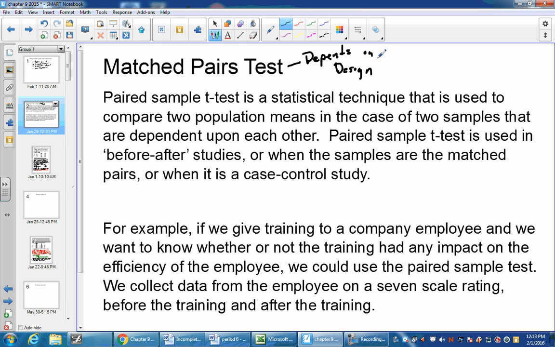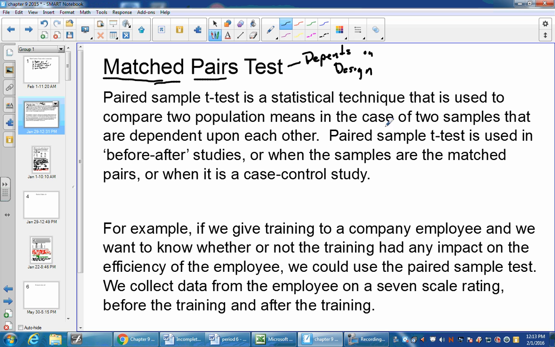Back a few chapters ago, near the beginning of the year, I think it was chapter 3, we talked about the design of studies. And there was a certain design called matched pairs, which was a certain type of blocking where there was two components in each block.